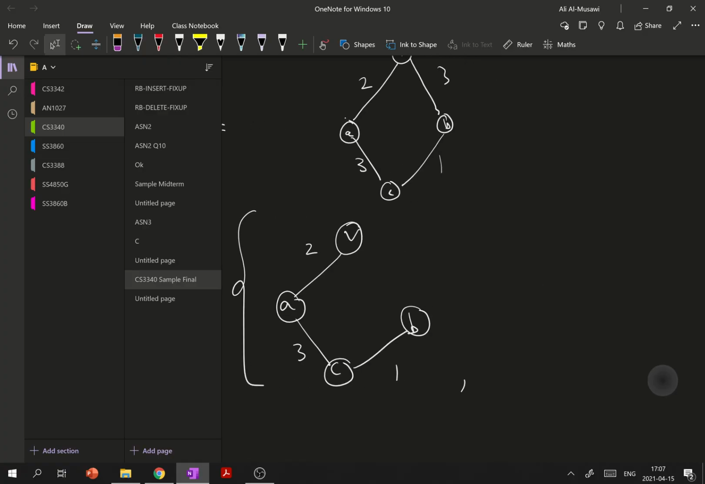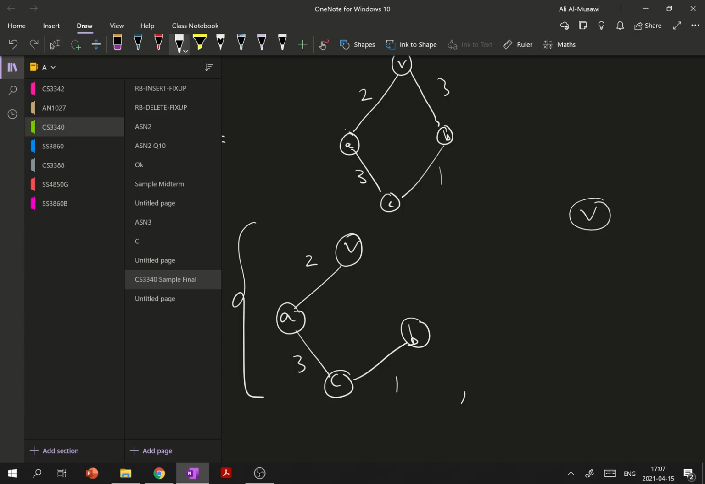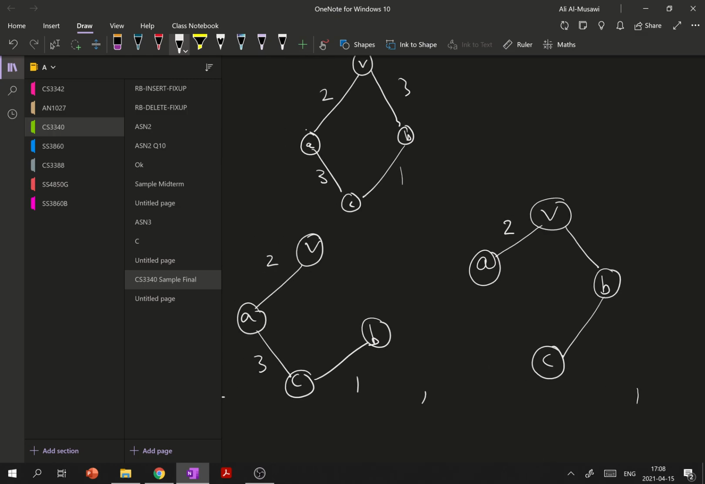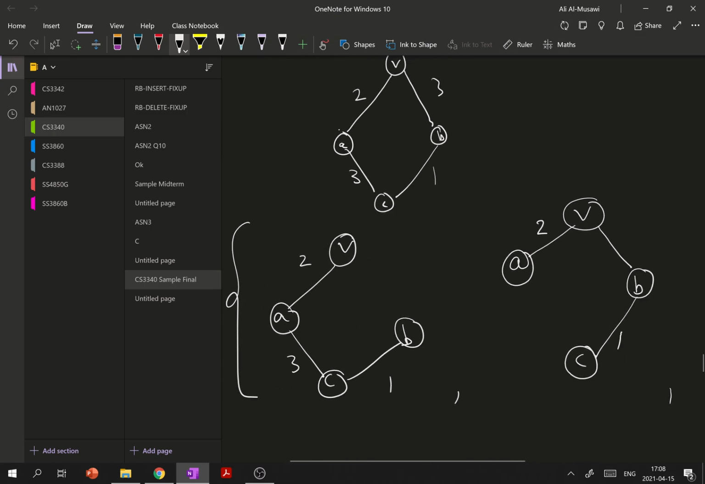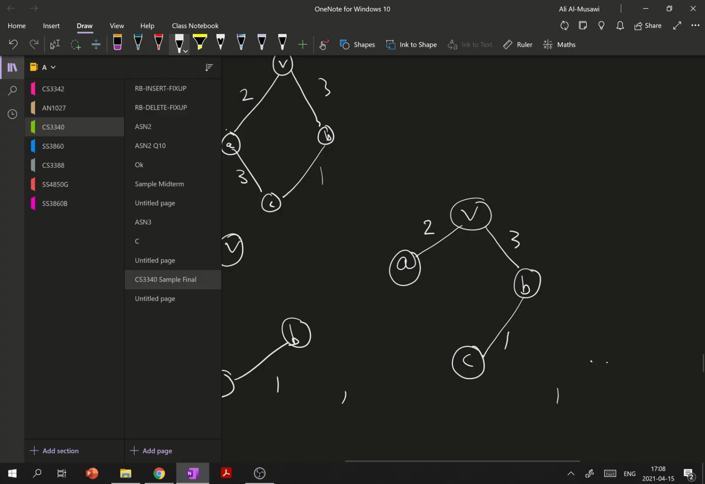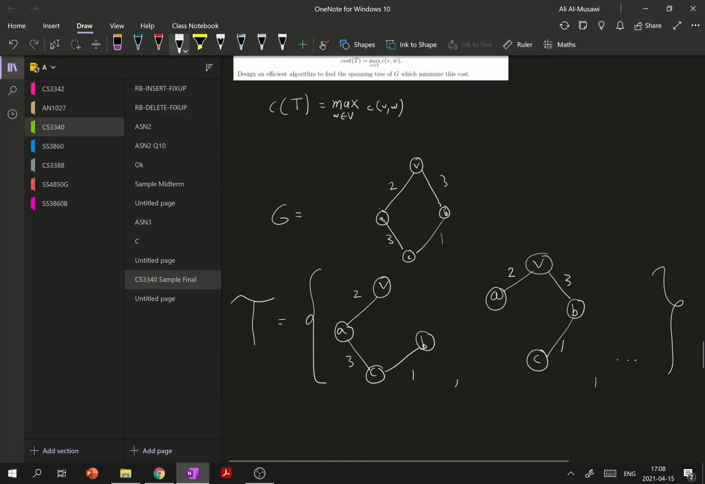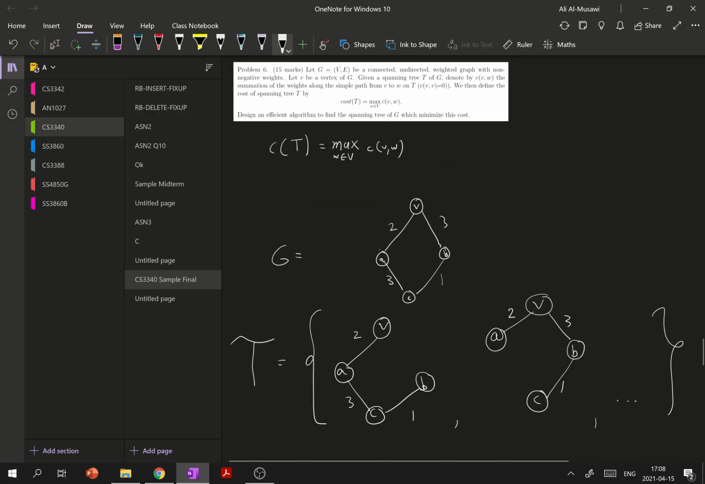Another spanning tree could be: B goes to A, also goes to B, and then this goes to C. And we have 2, 1, 3. And there are many more spanning trees. But what's the deal here? The deal is that we need the tree that minimizes the cost above.